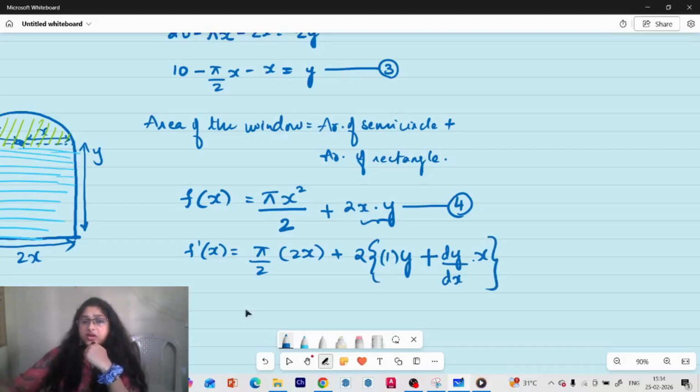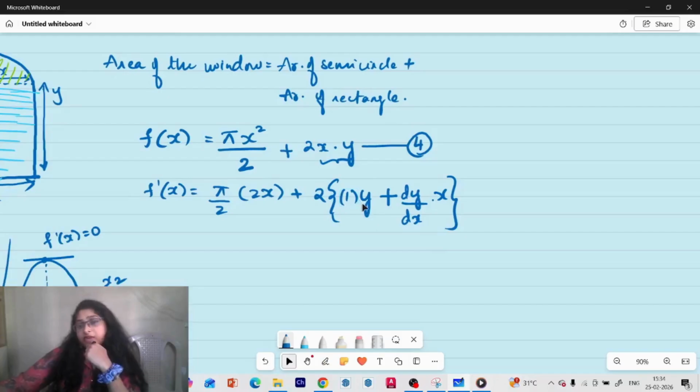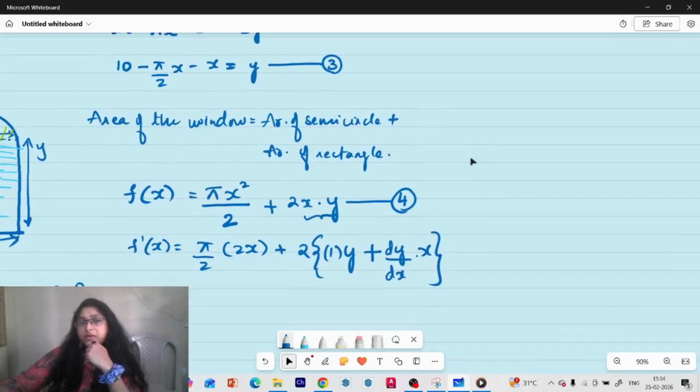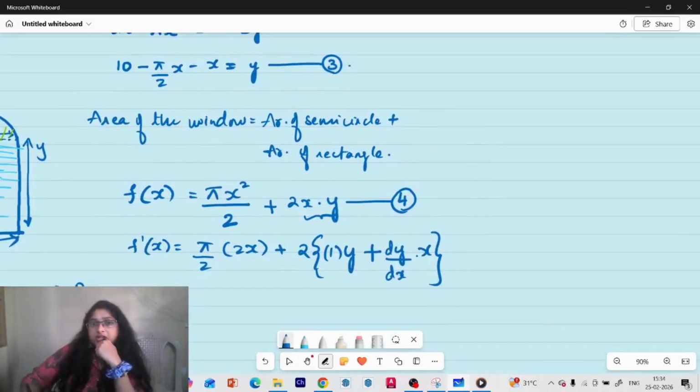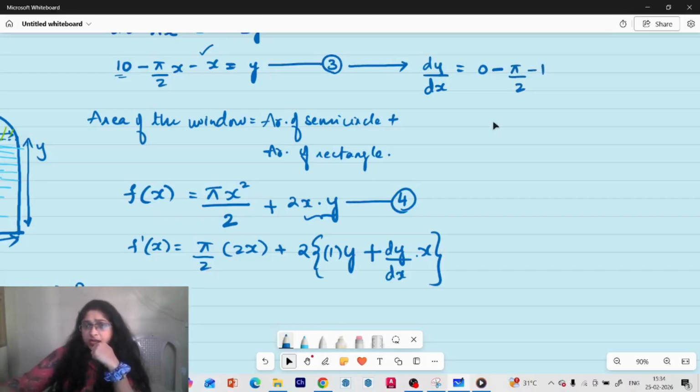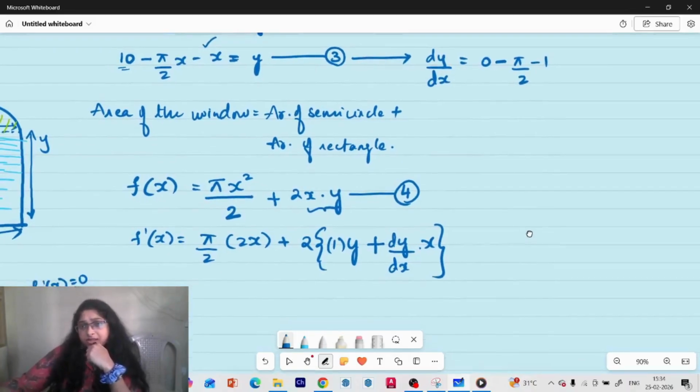Okay, now what do we have to do? We should substitute the value of y and dy by dx from equation 3. Can we do that? From this, yes, we know the value of y in terms of x, so we can also find out dy by dx, right? So dy by dx should be equal to differentiation of constant, which is 0, minus pi by 2 into x, so just minus pi by 2, minus x and minus 1. Okay, so we got the dy by dx value as minus pi by 2 minus 1.